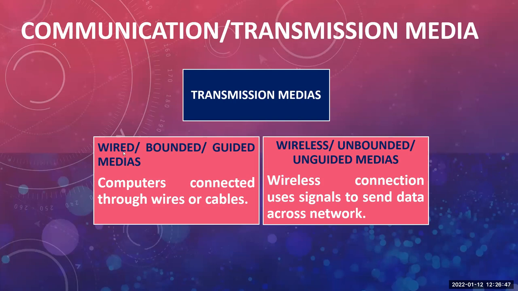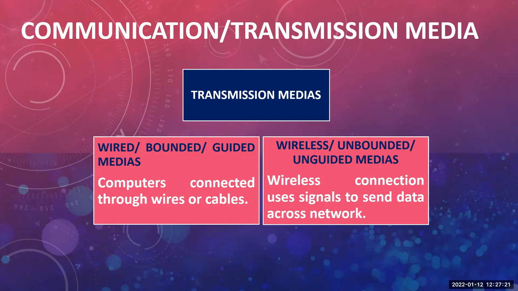Now today we are going to study the various transmission media. Transmission media means the devices or the media which is used to connect the devices. There can be two types of transmission media: wired media and wireless media. Wired media is also known as bounded media or guided media. Wireless media is also known as unbounded media or unguided media.